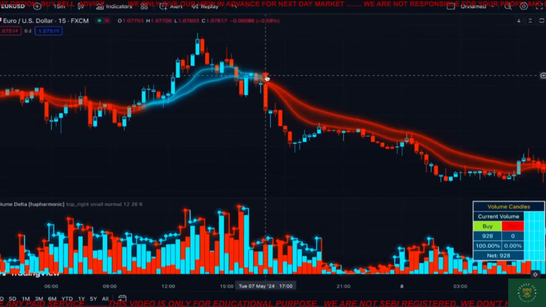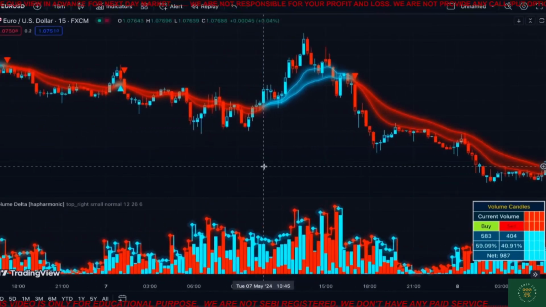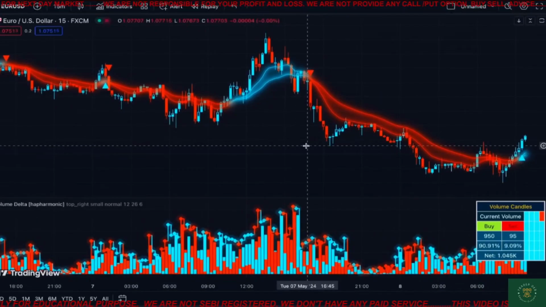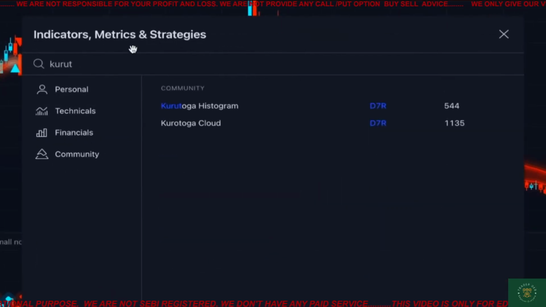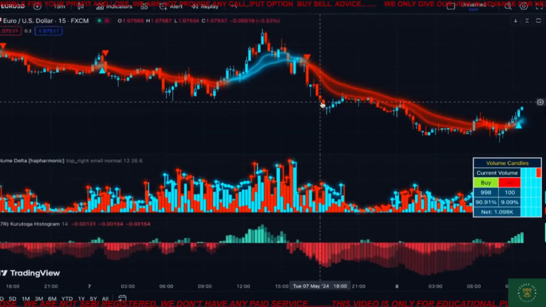Crossover signals of moving averages are generally very prone to being false signals, and even with this volume confirmation, you can still encounter false signals, especially when the market is flat. In case you want to use this setup, I recommend also using another indicator like Kurutoga. This one, the Kurutoga histogram, can help you with trending and non-trending markets.